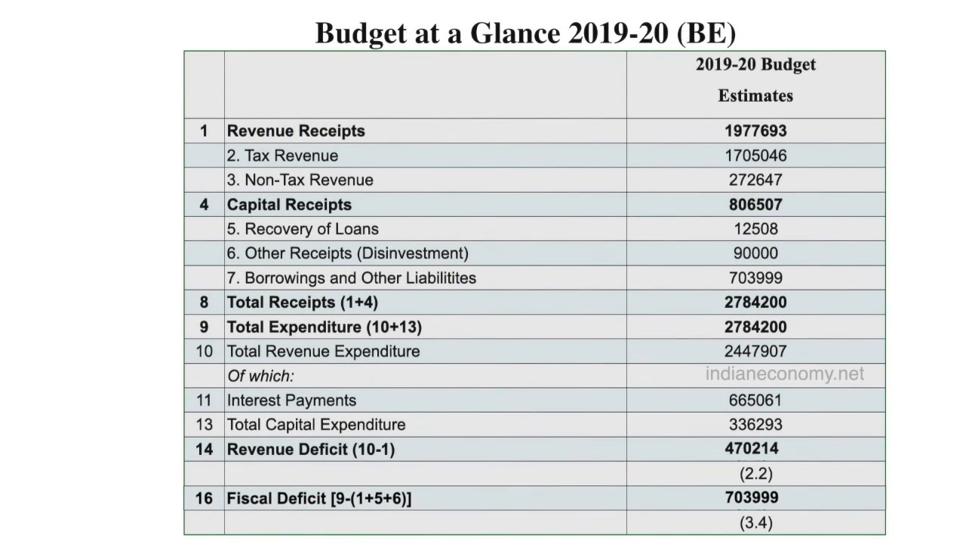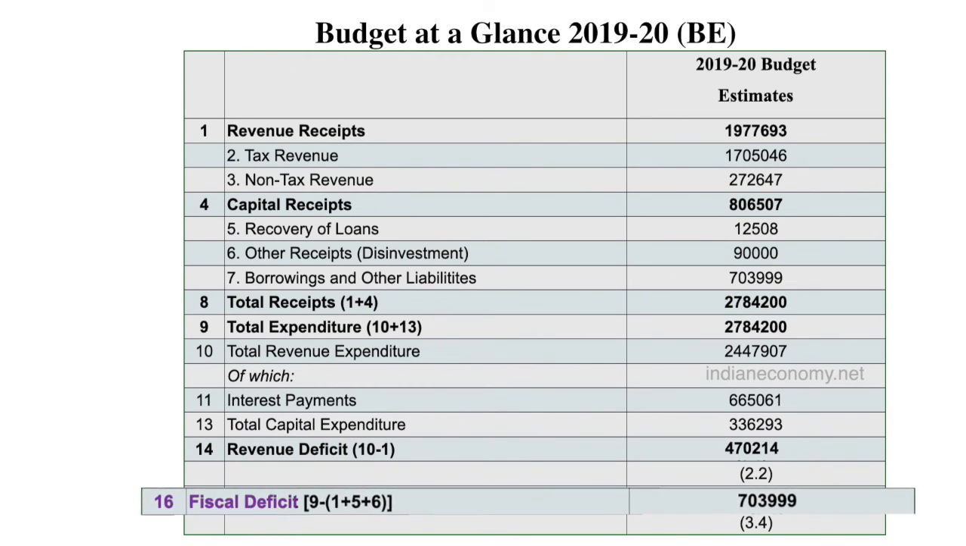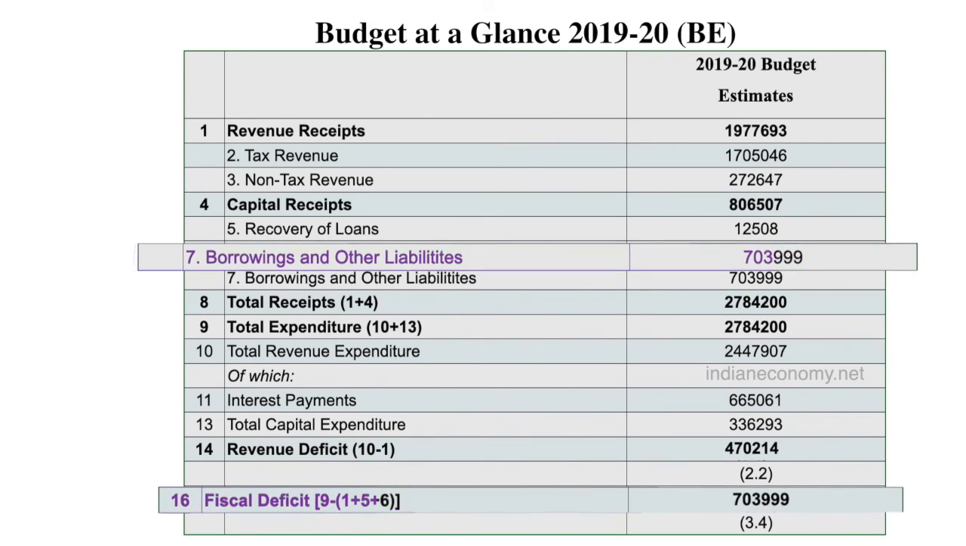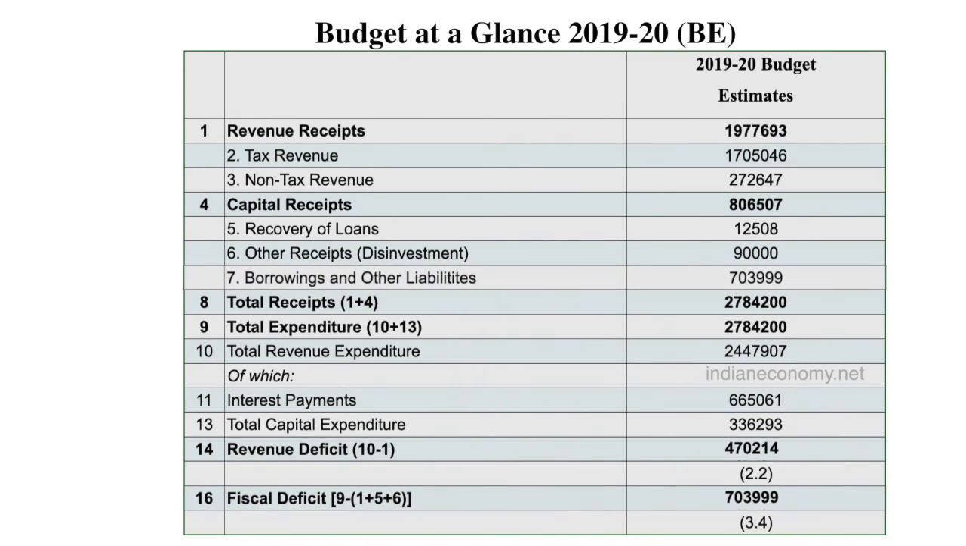So actually it indicates borrowing of the government. Remember, when you are deducting total receipts except borrowing from total expenditure, you can get fiscal deficit. Since total expenditure is equal to total receipts, fiscal deficit will be equal to borrowing, and this you can see from the table. Watch item number 16, that is fiscal deficit. Fiscal deficit is 7,03,999 crores rupees, and observe item number 7, that is borrowing. Borrowing is equal to 7,03,999 crores rupees, or in other ways, fiscal deficit is equal to borrowings. Item number 16 is equal to item number 7.